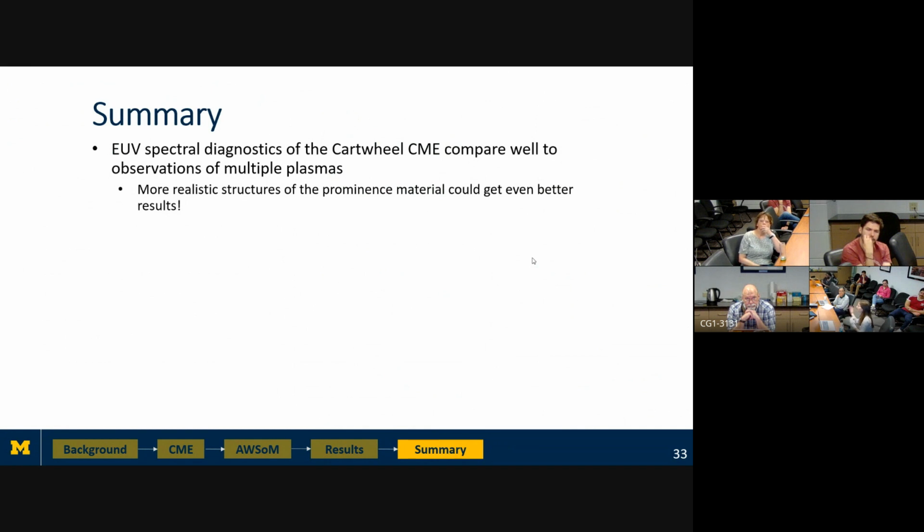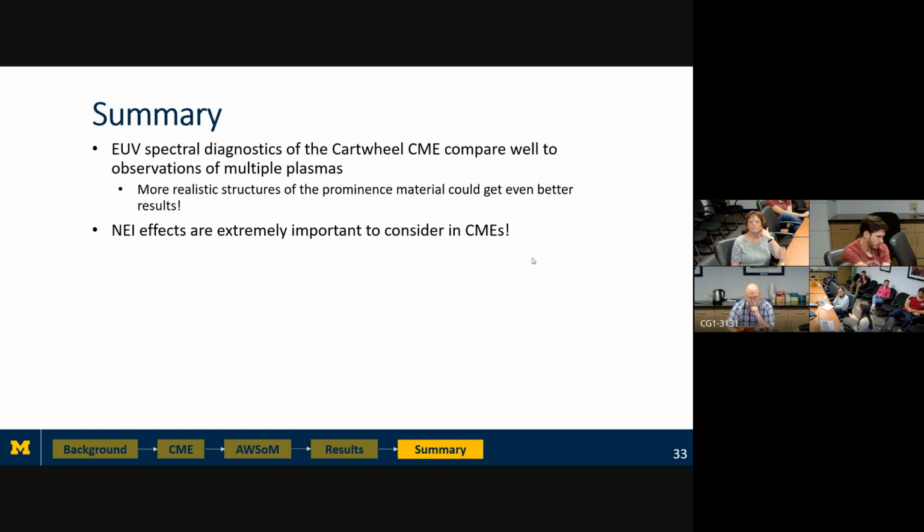So now I'm going to summarize a few of the things I was attempting to show. So the first is that the EUV spectral diagnostics of this event compare well to observations of multiple plasmas, both with the EUV spectra. And overall, maybe more realistic structures, different initiation mechanisms, looking at different topologies of even the Gibson-Low flux rope will allow us to get even better results, even if our thermodynamics look great at the moment.